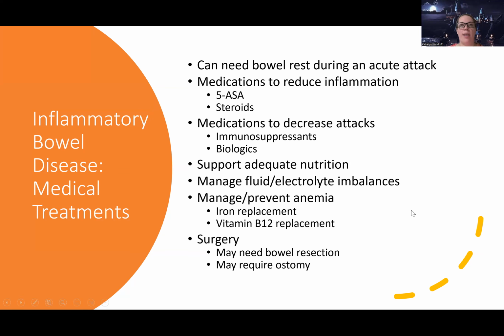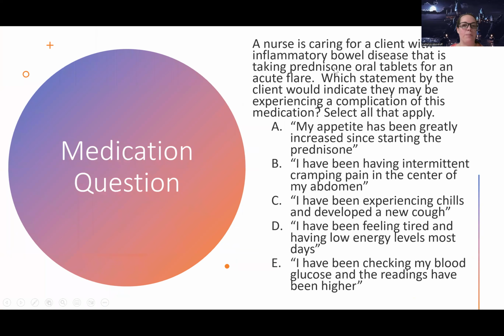And surgery wise, a lot of times these patients end up getting multiple bowel resections, and a lot of them end up needing an ostomy. So ostomy is the next topic we'll talk about.